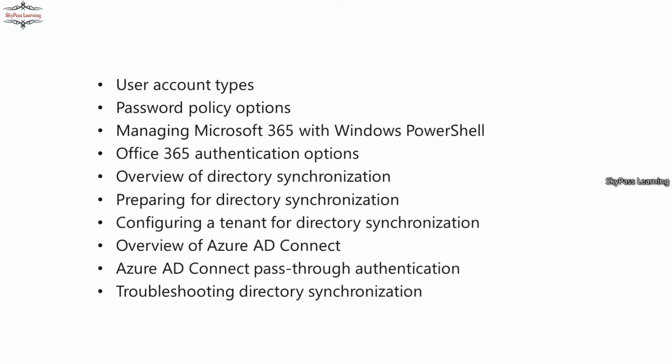and directory synchronization, how we can use Azure AD Connect to transfer on-premises accounts to 365, and how we can configure our tenant for directory synchronization if we need to add SPN, etc. And then we'll show you how we can do some configuration on Azure AD Connect Pass-through as well as troubleshooting of your directory synchronization. So this is what I am going to cover today.